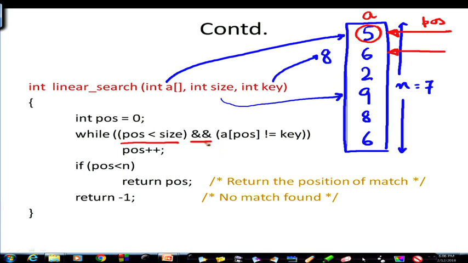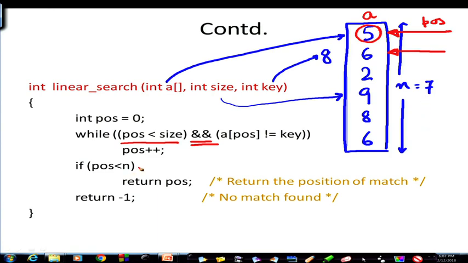Now, look at this, this is an AND here. If either of these conditions fail, that means if I have not found it, fine, but I have exceeded the array size, I mean limit, then I will stop. Or if I have found the key 8 here, although I have not reached the end, I will stop, okay. So, that is the condition, then I go on increasing pos.